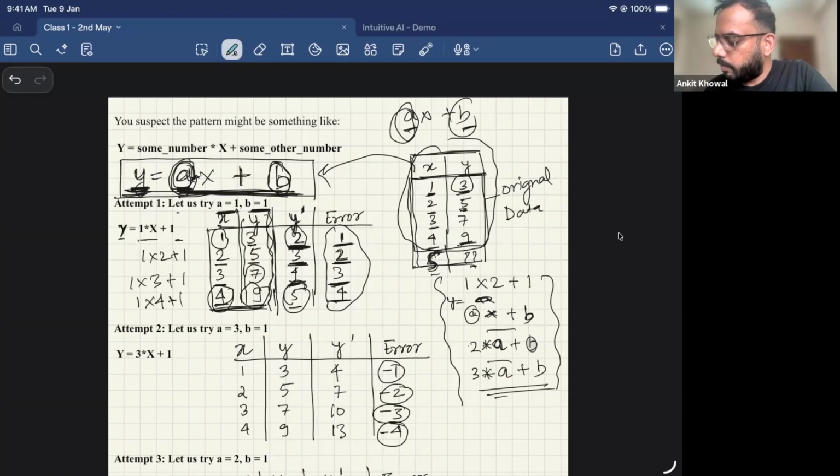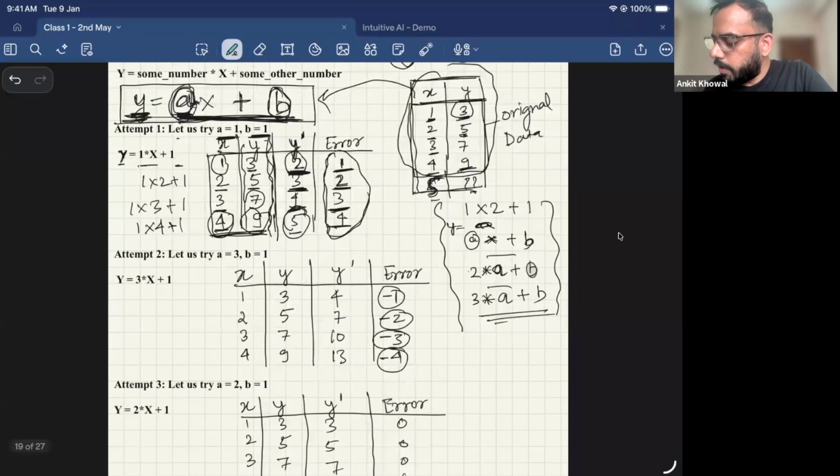So I saw that I have an error in my algorithm. Definitely this is the equation, but A=1 and B=1 is not the right solution. I have some error. So now it will try to take some other value. It will say, let me substitute A=3 and B=1. So now the equation becomes 3x plus 1, right? So it will predict y dash now. Now I take the value of x equal to 1.